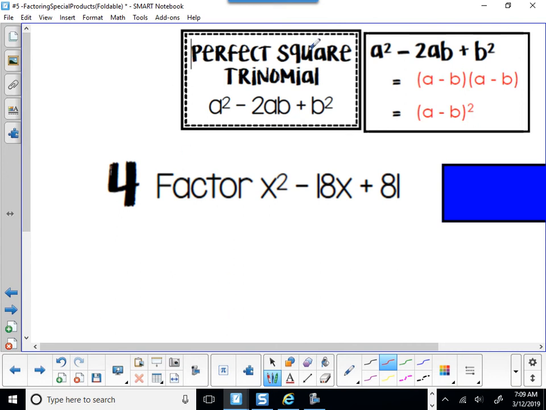All right, here's a perfect square trinomial where the middle term is being subtracted. A squared minus 2ab plus b squared. The factors there then are a minus b times a minus b, or a minus b squared. Look at the first term, take the square root. Last term, take the square root and the sign of the middle number. X minus 9 squared are the factors of x squared minus 18x plus 81.